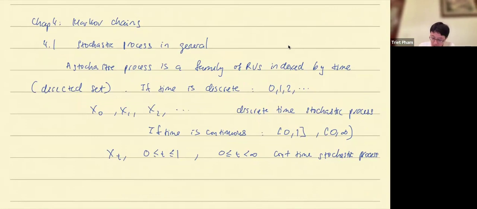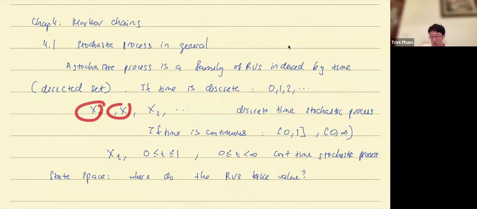Another thing that you want to pay attention to is the state space, meaning where do the random variables take value? These are random variables, and as you may recall, you have at least two types of random variable: the discrete random variables and the continuous random variables. So discrete and continuous will refer to the values of the X.